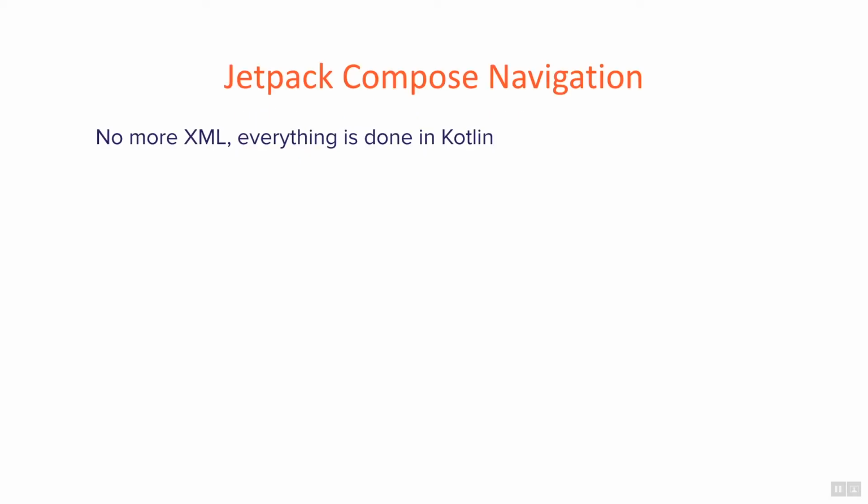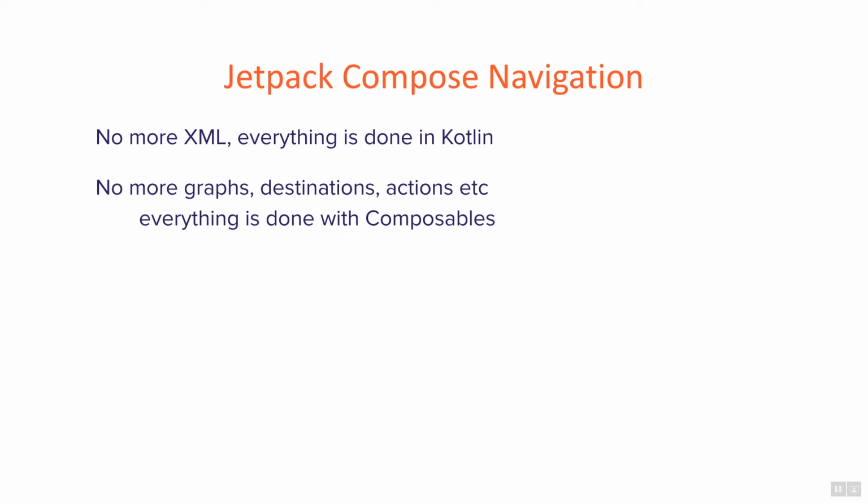All right, so what has changed with the introduction of Jetpack Compose navigation? First of all, we have no more XML, at least as it relates to navigation. Everything is done in Kotlin, which is, in my opinion, a major improvement. Also, we have no more graphs, destinations, actions, etc. that were previously defined in XML. We now do everything with our composables and our classes in Jetpack Compose in Kotlin.